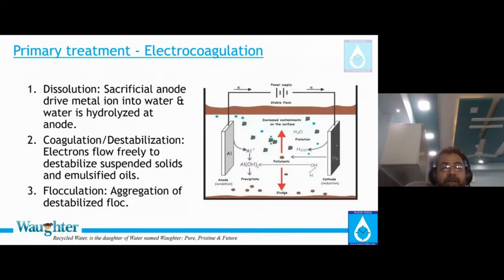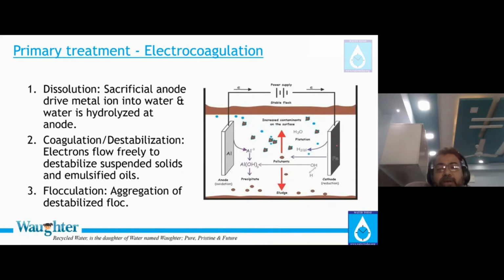Then we talk about another pre-treatment method called electrocoagulation. So what is the electrocoagulation process? It's a process where there's something called dissolution. The sacrificial anode drives metal ions into water, and water is hydrolyzed at the anode. Then coagulation and destabilization take place because electrons flow freely to the destabilized suspended solids and emulsified oils. So these kinds of reactions take place, and then the aggregates start flocculating, and they destabilize the floc. So dissolution, coagulation, and flocculation all three happen in a single reactor.